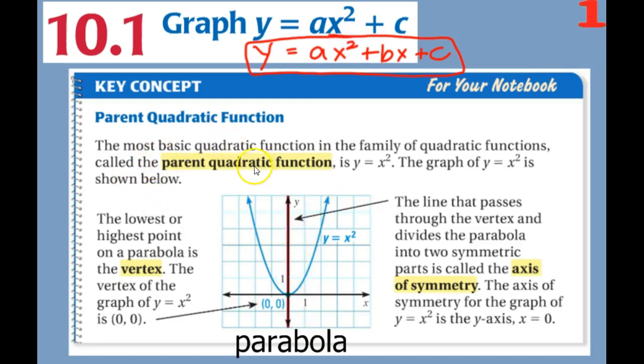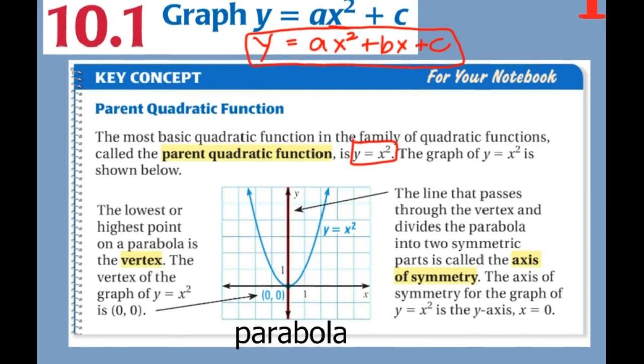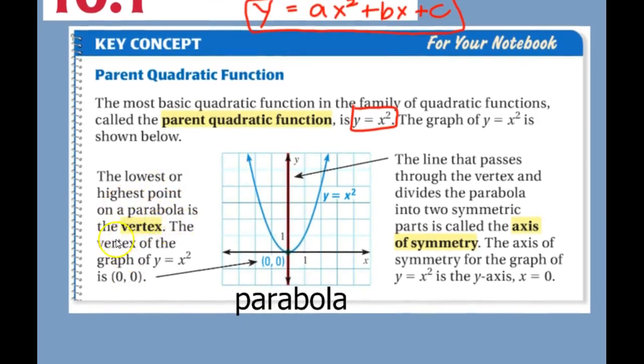So it says the most basic quadratic function in the family of quadratic functions is called the parent quadratic function, which is y equals x squared, which is shown down here. The lowest or highest point on the parabola is called the vertex. So this is the lowest point of this graph, which is a minimum. If it was the highest point, meaning if we were to graph and it would be going down, that would be what we would call a maximum. So right here, this is the minimum, and it just happens to be the point 0, 0.